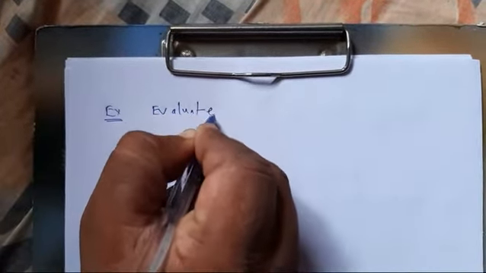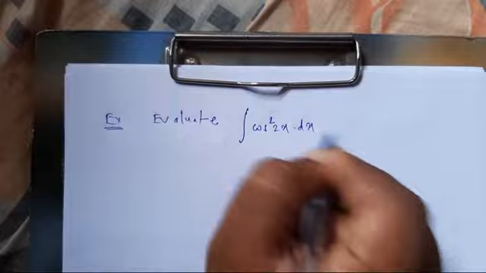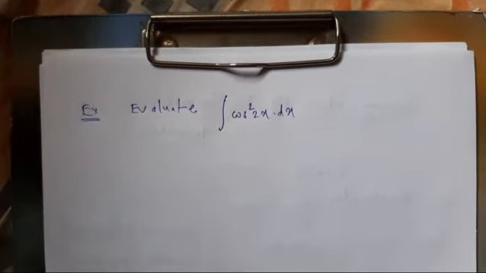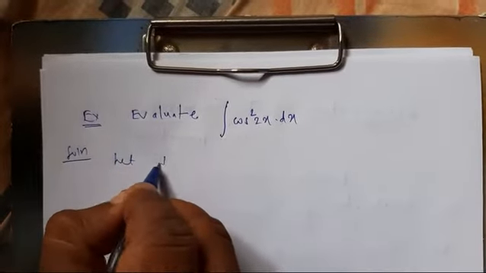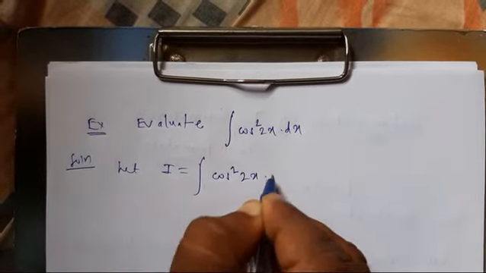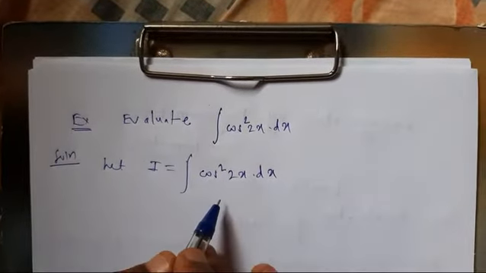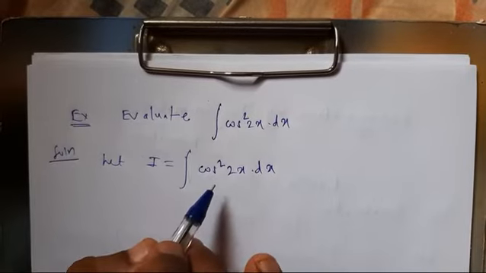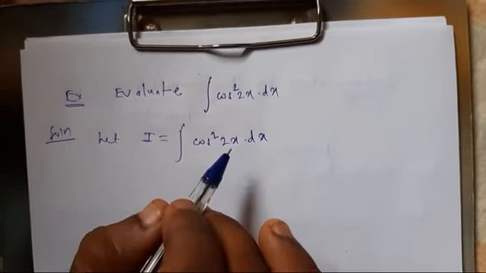I will take one more example. Evaluate integration of cos square of 2x dx. Solution. Let I is equal to integration of cos square 2x dx. So in this example also I am having the formula for cos, not cos square. So again I will convert this into linear power by using half multiple angle formula.